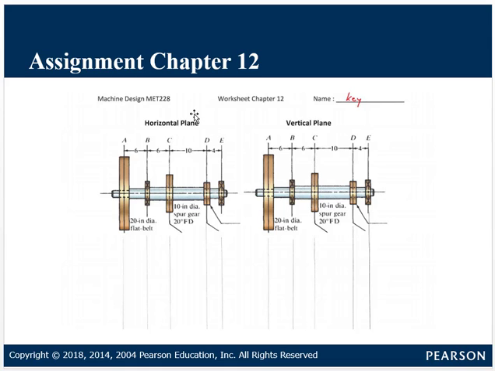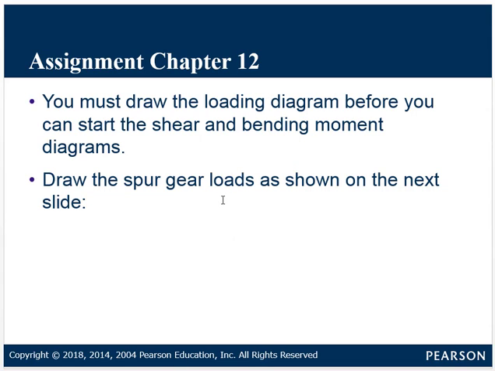Now notice how we have one shear and bending moment diagram that's going to be drawn in the horizontal plane, and then we have another shear and bending moment diagram that's going to be drawn in the vertical plane. Now, why do we need to do that? Well, because in the first part of this problem we have a spur gear, and the spur gear has two forces, the radial and the tangential force, and both those forces are going to be transmitted into the shaft. So you must draw the loading diagram before you can start your shear and bending moment diagrams.